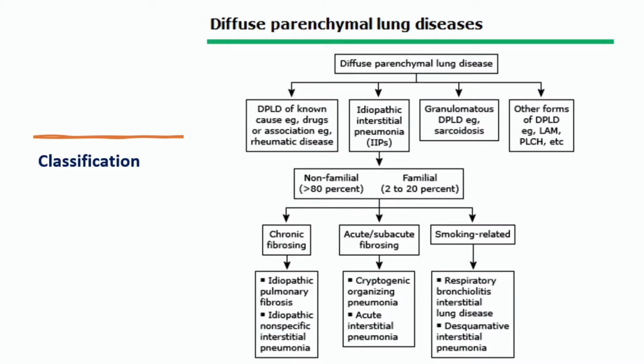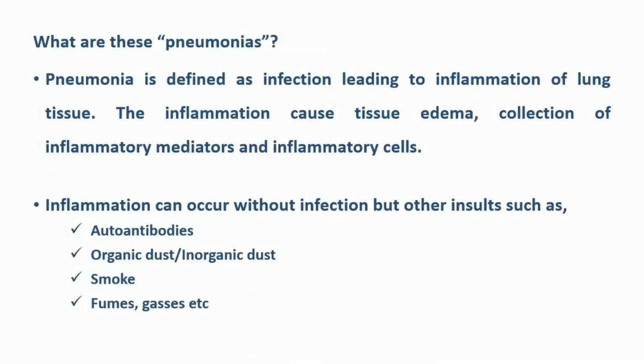The chronic fibrosing interstitial lung disease, we again divide into idiopathic pulmonary fibrosis, which is the most common worldwide, and idiopathic non-specific interstitial pneumonia. In acute and subacute fibrosing interstitial lung disease, we have cryptogenic organizing pneumonia, or organizing pneumonia as we call it, and acute interstitial pneumonia, or AIP. The smoking-related ones are respiratory bronchiolitis interstitial lung disease and desquamative interstitial pneumonia. It's a little confusing when you hear these names. Everywhere is pneumonia. So what is pneumonia?